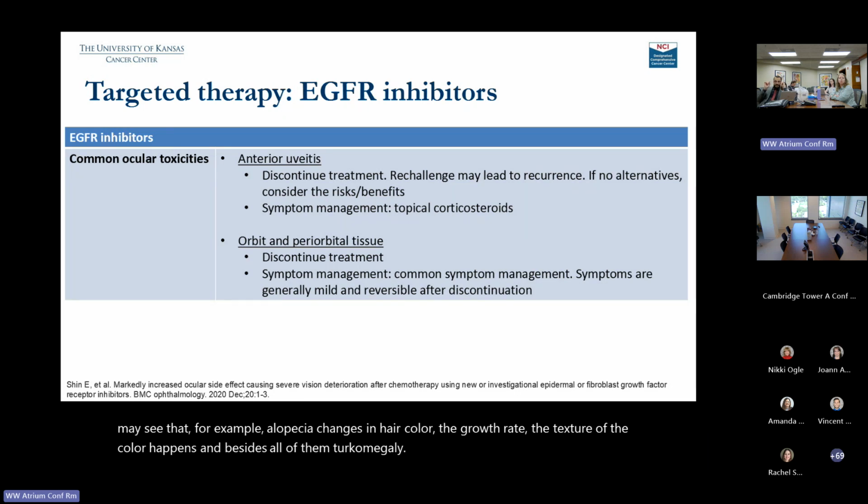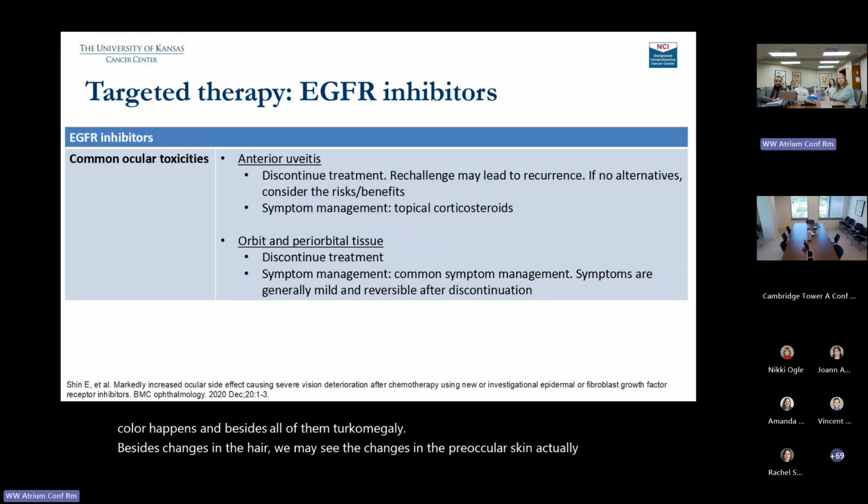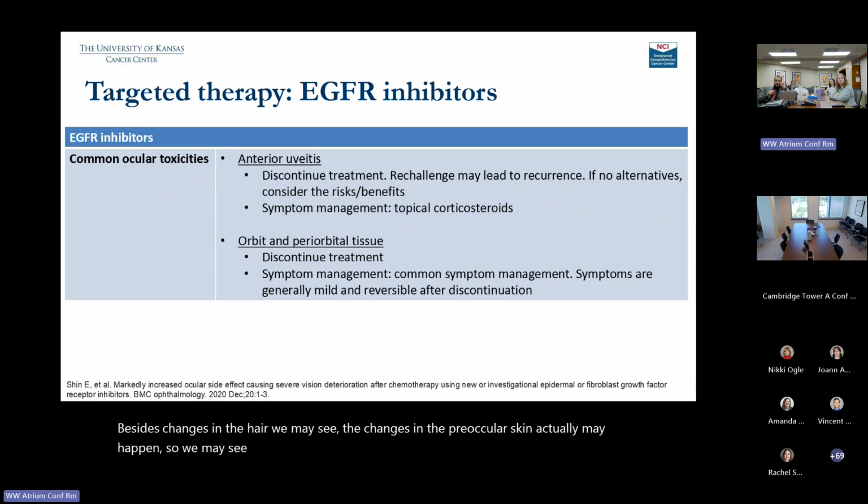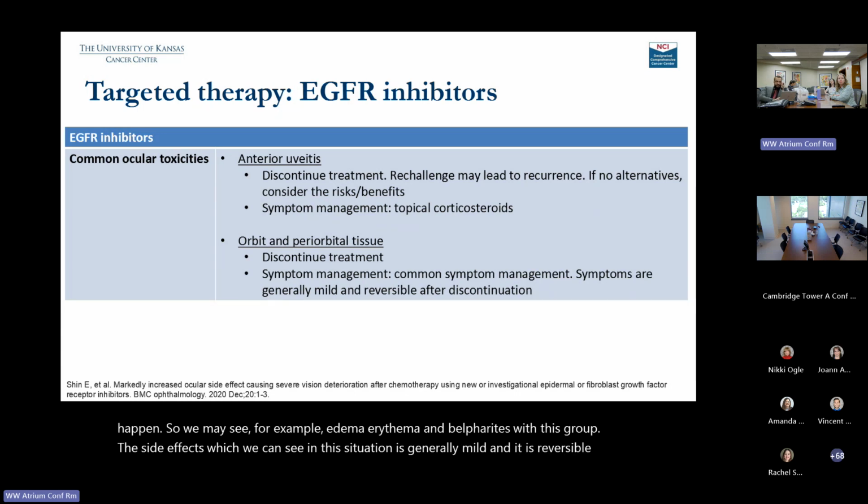Besides changes in the hair, we may see changes in the preocular skin. So we may see, for example, edema, erythema, and blepharitis with this group. The side effects which we can see in this situation are generally mild, and reversible after discontinuing the medication.